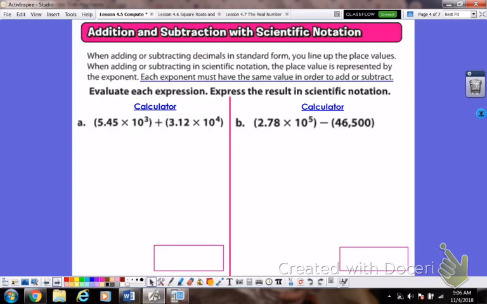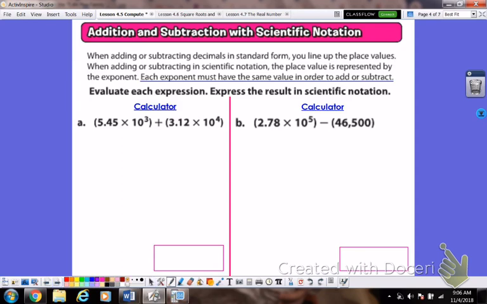Now we've done multiplying and dividing. Let's look at adding and subtracting. When adding or subtracting decimals in standard form, you line up the place values. When adding or subtracting in scientific notation, the place value is represented by the exponent. Each exponent must have the same value in order to add or subtract. We want to evaluate each expression and express the result in scientific notation.